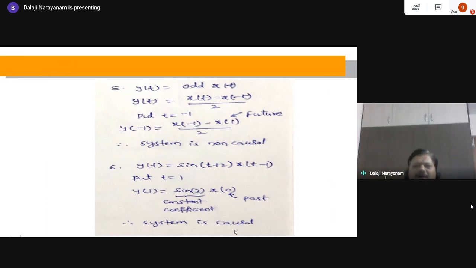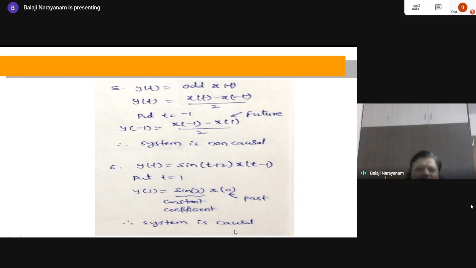Now, let us take the fifth problem. This is what I told, y of t is the odd part of x of t. Yesterday we defined the odd and even portions of a given signal x of t. The even part is the average, x of t plus x of minus t divided by 2, whereas the odd part of x of t is defined as x of t minus x of minus t divided by 2.